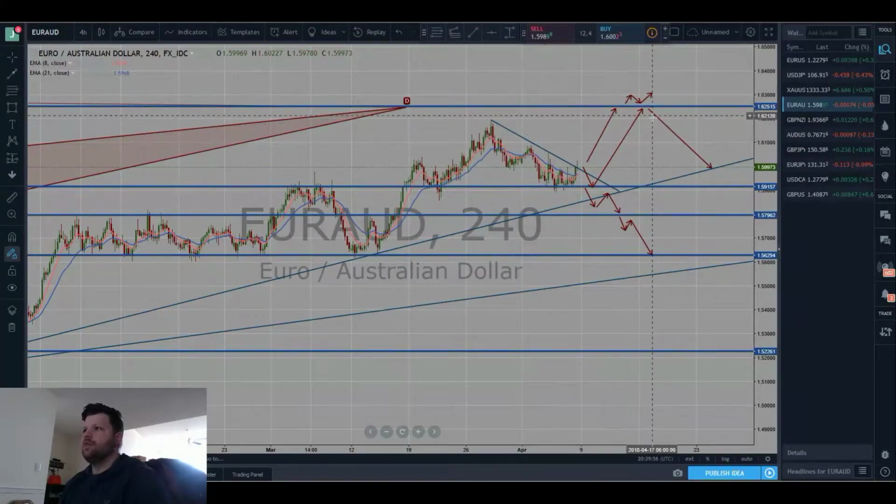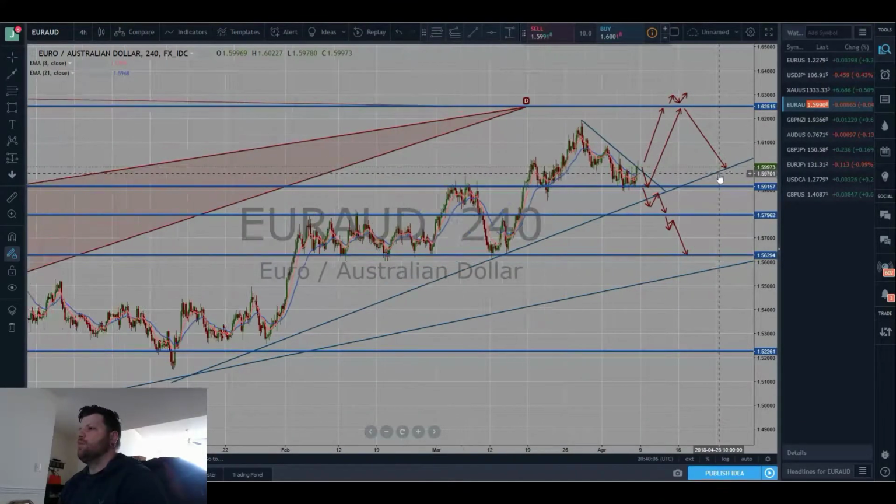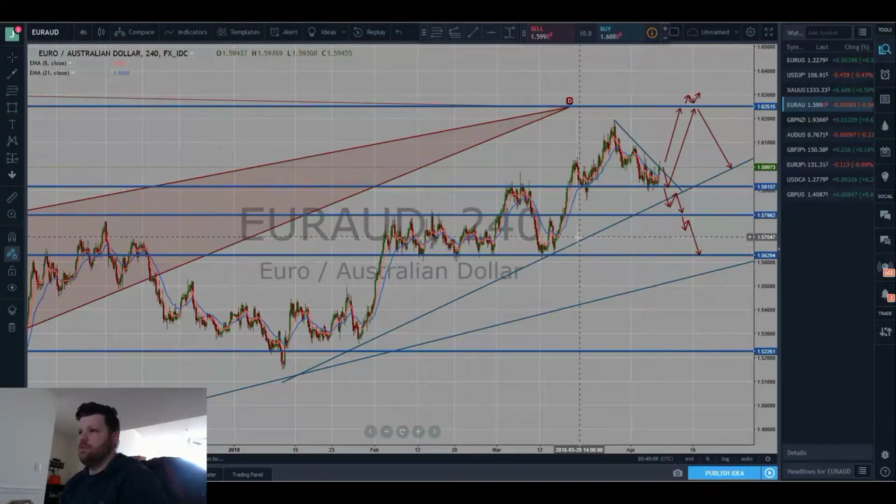I'm not dumb to the fact that if it breaks this horizontal level significantly and comes back down and retests it, then we'll be looking for more bullish momentum. And if you want to be really safe, if you're trading the completion of the pattern, then you should also be waiting for the break of this trend line down here before selling.